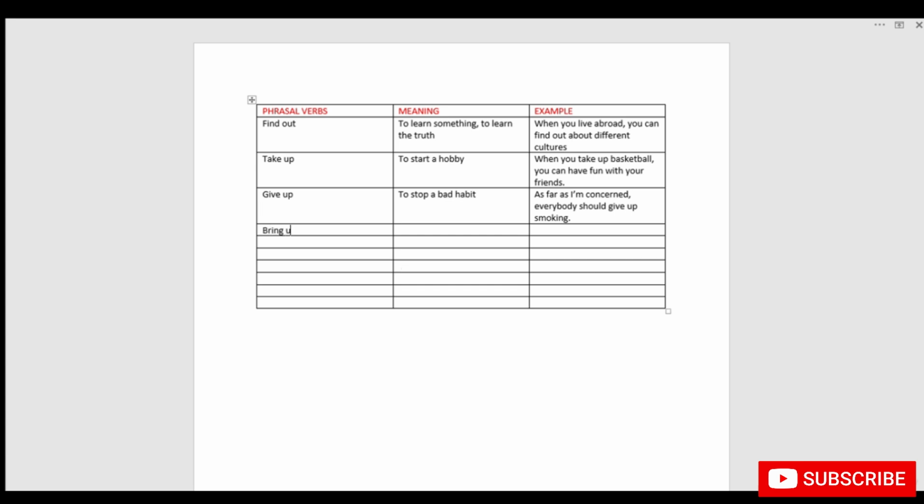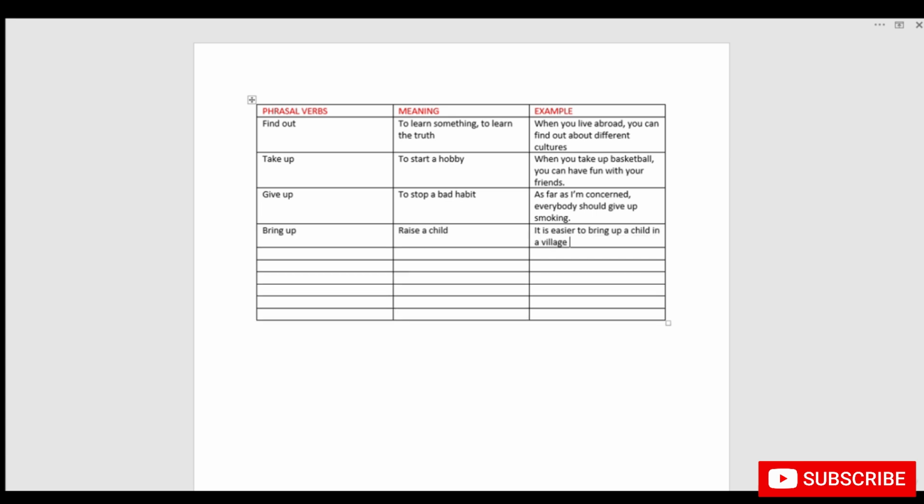Our next one is bring up, our next phrasal verb, and it means to raise a child. And let's imagine that we are writing an opinion essay or an advantageous and disadvantageous essay about the life differences between city and the village. And let's imagine that we are supporting the idea that living in a village is a better option. So you can say, for example, it is easier to bring up a child in a village as the village has fresh air and organic food.